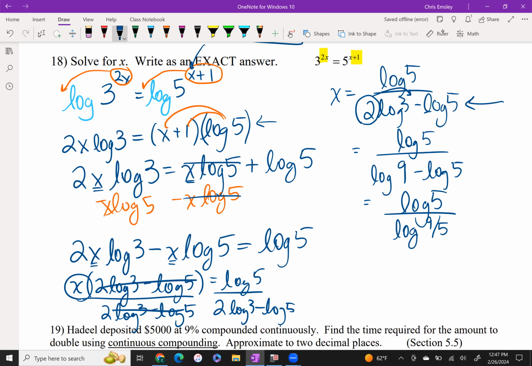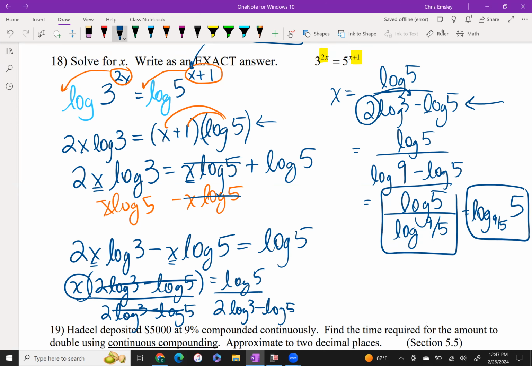We could even take it one step further if we want and use the change of base formula to write it as log base 9/5 of 5. But either one of these is a nice final answer. Again, the symbolic answer, the answer with the logarithms, that is your exact answer. This problem, does it ask for it? Oh, it only asks for an exact answer, so we're good. If it asked for an approximate answer, then we would take that result and put it into our calculator, and that would give us our approximation.